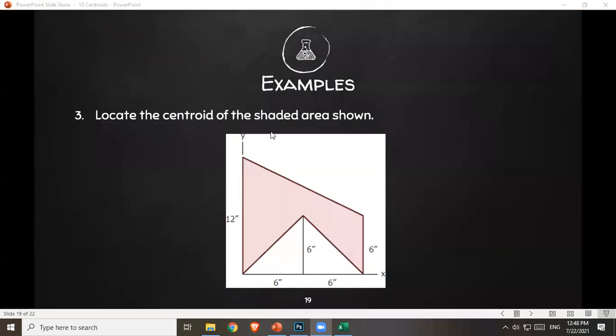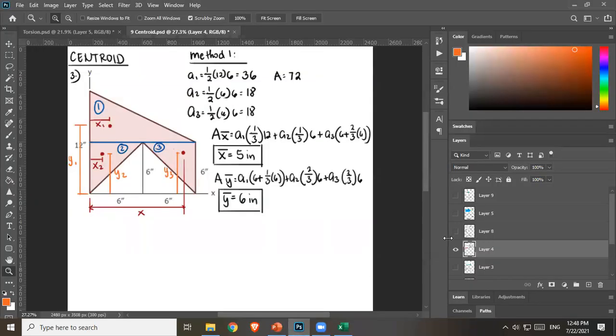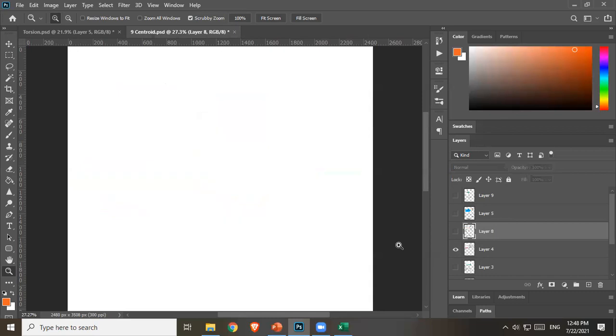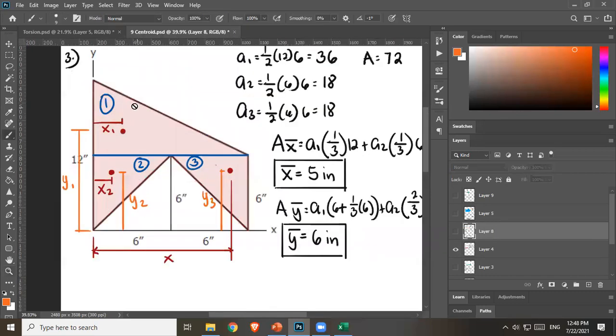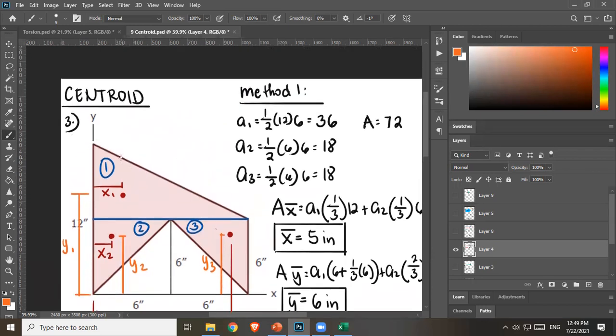Locate the centroid of the shaded area shown. Okay. Shaded area, so meaning this entire thing. So first step is to divide it again into familiar shapes. I'm most familiar with right triangles, so that is how I'll divide it, by drawing a straight line here. So you have right triangles 1, 2, and 3. So once again, get the value of those areas. Let's start with area 1.